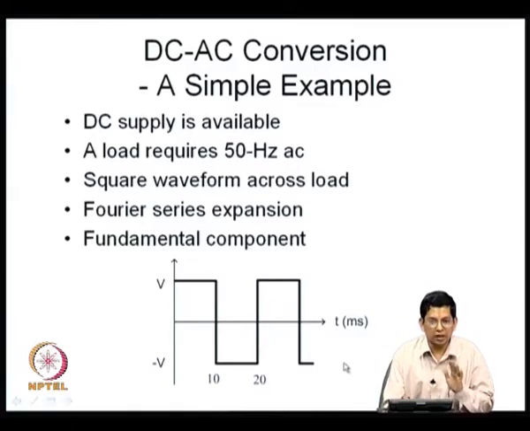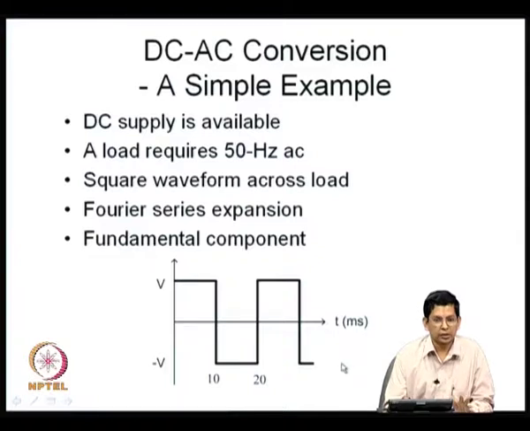This square wave is alternating, no doubt. Is it sinusoidal? No, it is not sinusoidal. But nevertheless, it is a periodic waveform, and as we know any periodic waveform can be expanded into its Fourier series. This Fourier series expansion tells you that in this case there is no average; it has 0 average. So, it has a fundamental component of 50 hertz, or 20 millisecond periodicity.